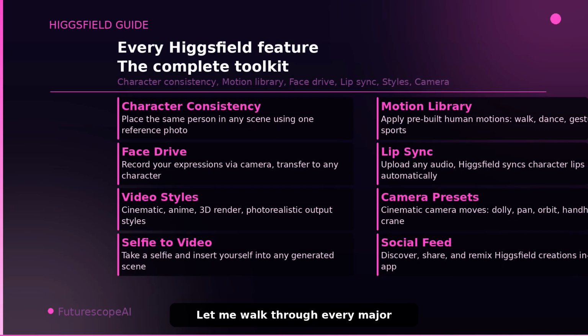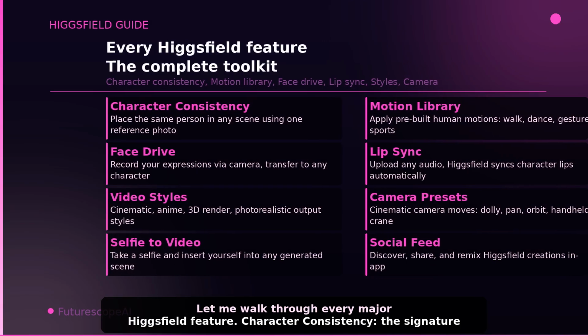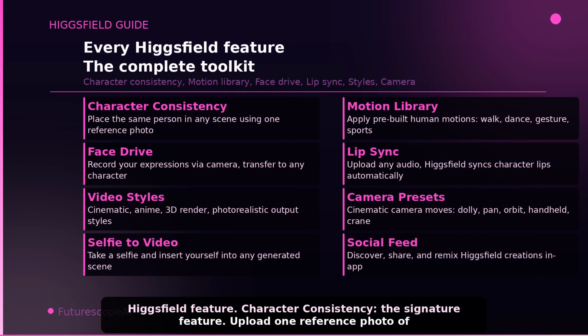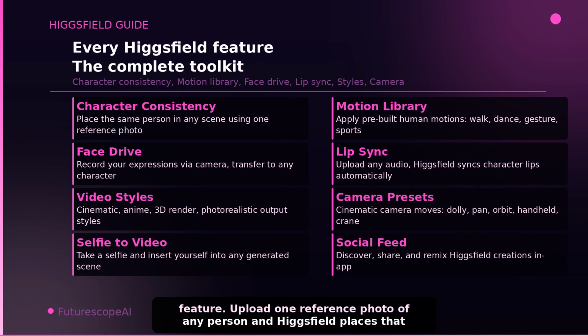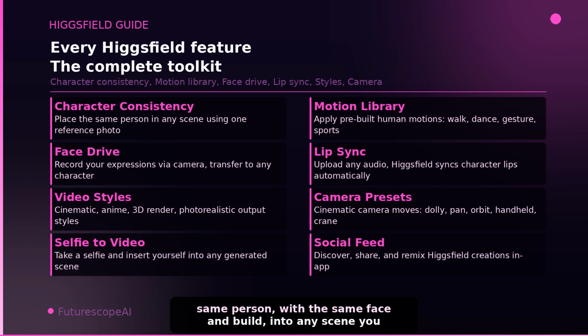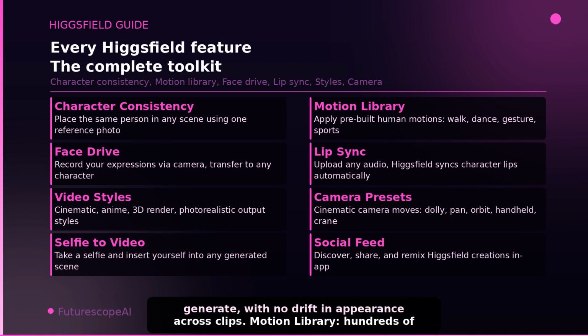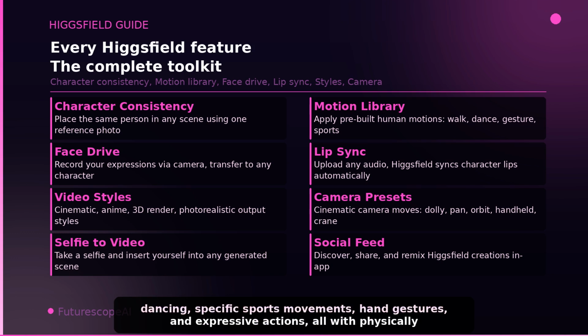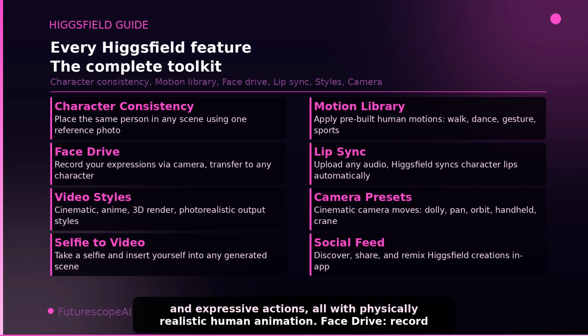Let me walk through every major Higgsfield feature. Character consistency, the signature feature. Upload one reference photo of any person and Higgsfield places that same person, with the same face and build, into any scene you generate, with no drift in appearance across clips. Motion library, hundreds of pre-built human motions that you apply with a single tap. Walking, running, dancing, specific sports movements, hand gestures, and expressive actions, all with physically realistic human animation.